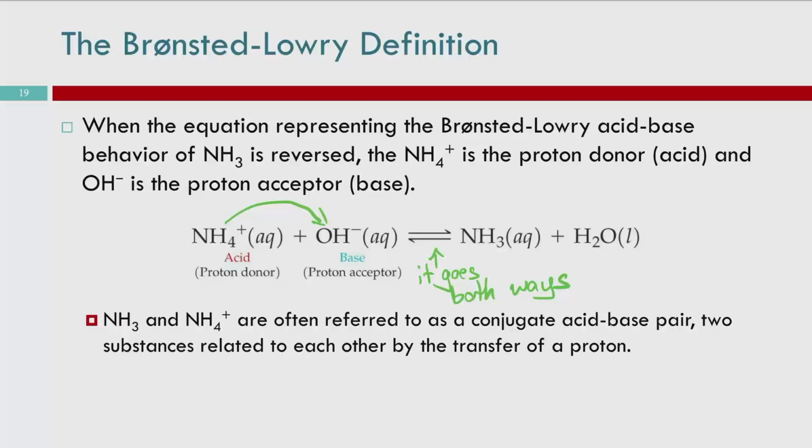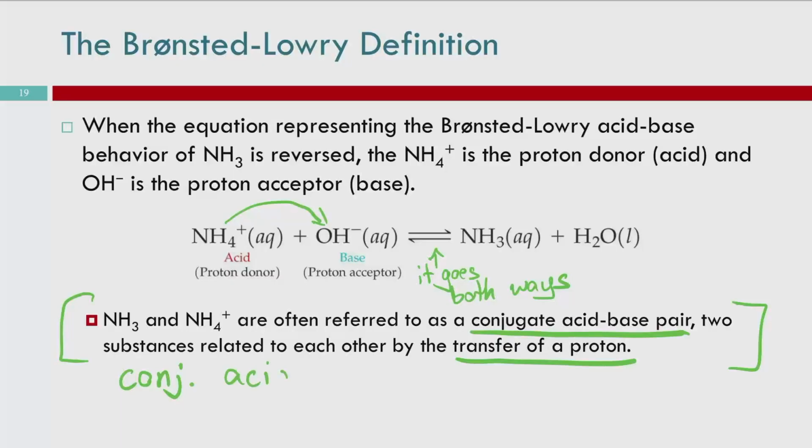Because it can go both ways, this NH3 and NH4 plus are often referred to as a conjugate acid-base pair. These are related to each other by the transfer of a proton. So one has an extra H plus compared to the other one. A conjugate acid-base pair has one acid and one base in it.